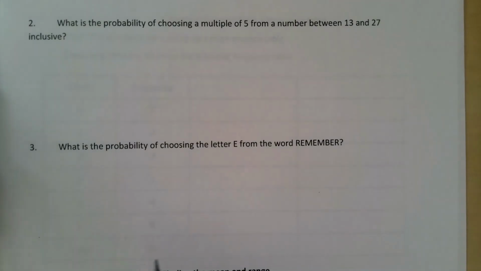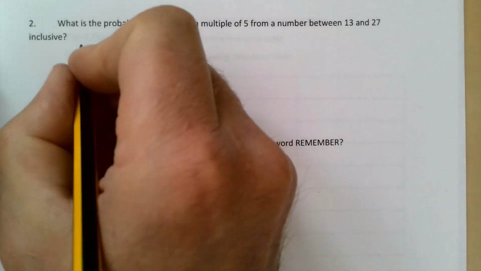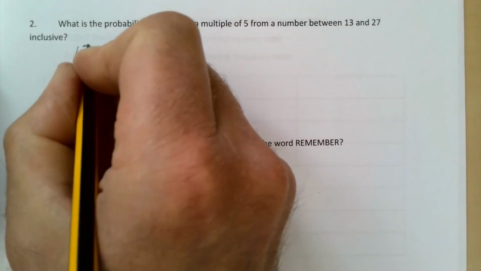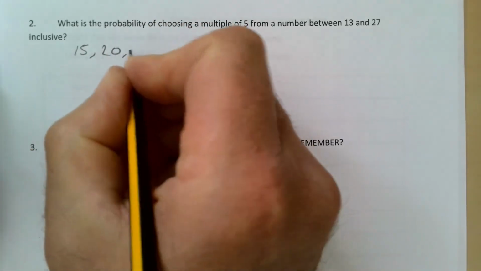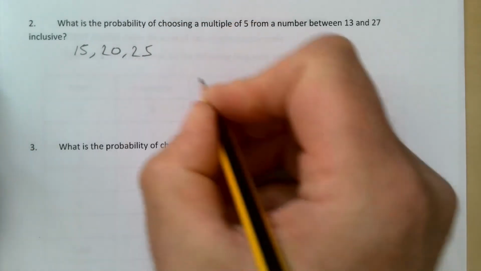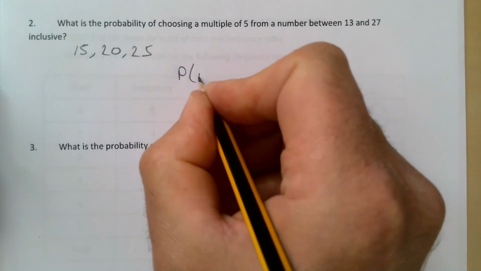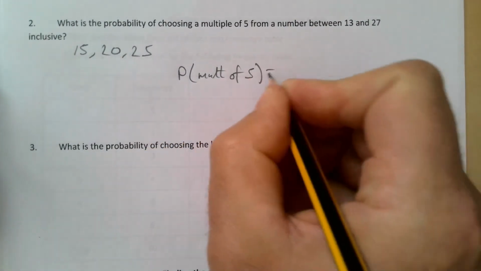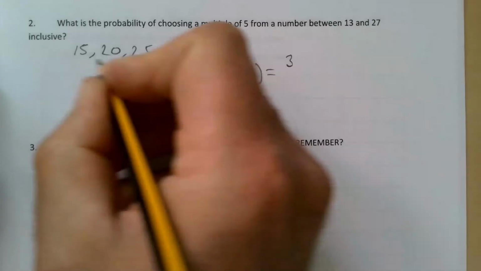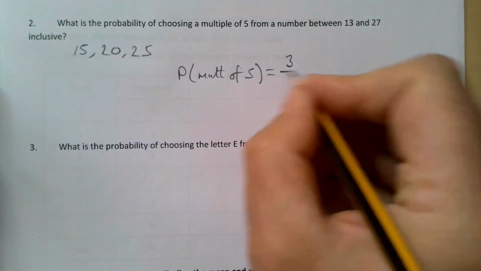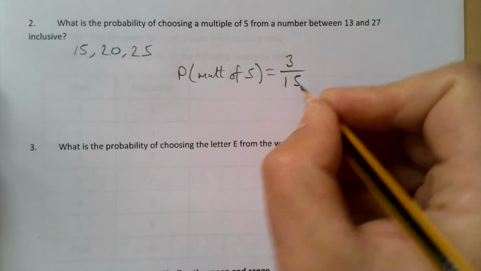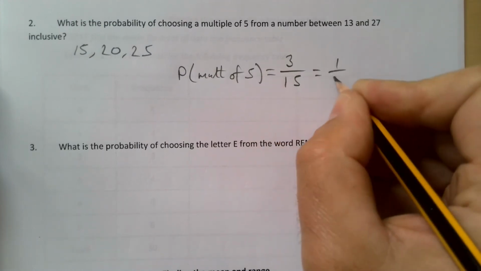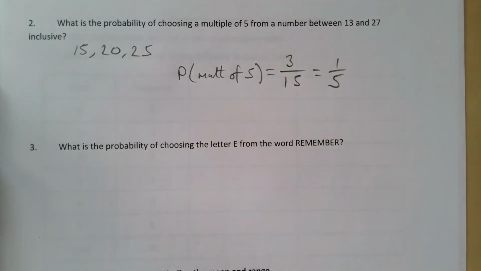And out of the 15 possible numbers, the multiples of 5 are going to be 15, 20, or 25. So the probability I choose a multiple of 5 is 3, because there's 3 of them, out of 15. That cancels down then to 1 out of 5.